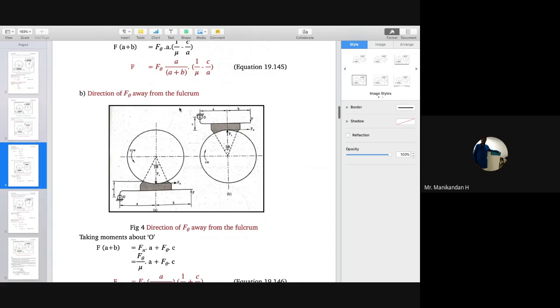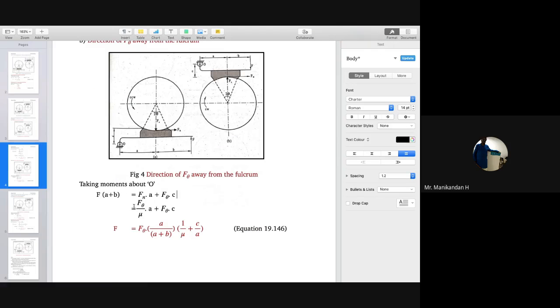So case B is where F theta is directed away from the fulcrum. Taking moment about O, F into A plus B is an anticlockwise moment, and the remaining terms are clockwise. So F into A plus B is equal to Fn into A plus F theta into C. That is what is written here. Again Fn equal to F theta by mu, take F theta common, and we get the formula F equals F theta into A by A plus B into 1 by mu plus C by A.